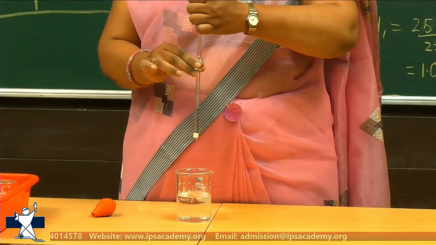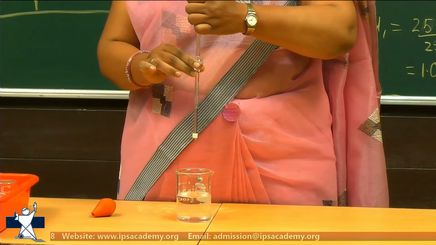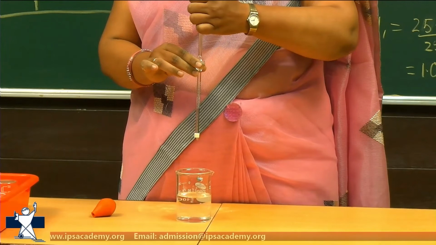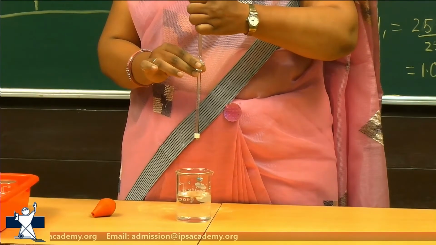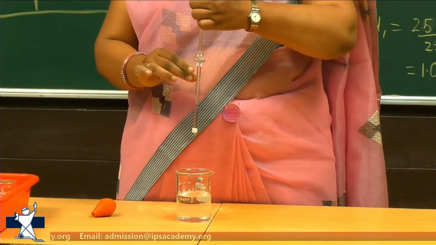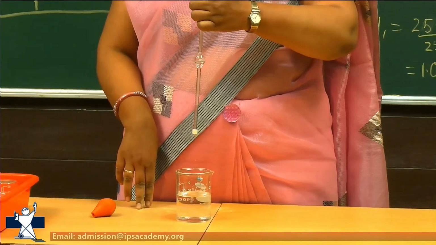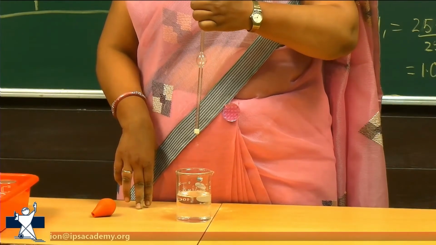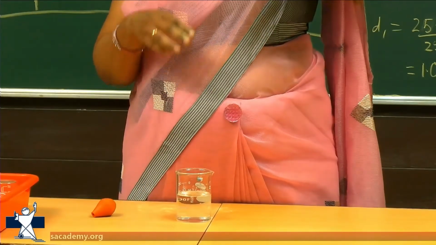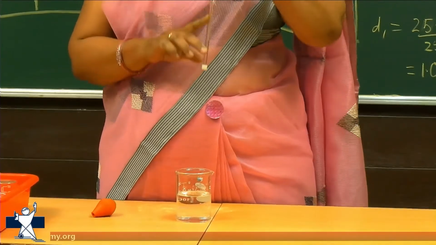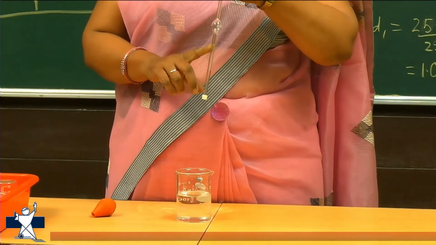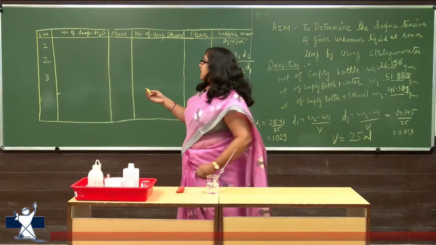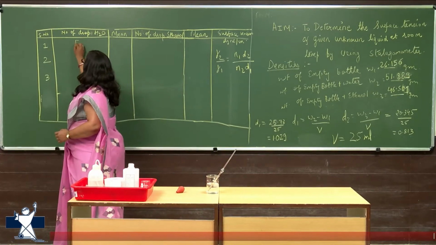1, 2, 3, 4, 5, 6, 7, 8, 9, 10, 11, 12, 13, 14, 15, 16, 17, 18, 19, 20, 21, 22, 23, 24, 25, 26, 27, 28, 29, 30, and so on up to 50. Here it comes to the mark at 50. So the first reading which we get is 50, and I am going to note it in the table. That is, the first number of drops for water is 50.